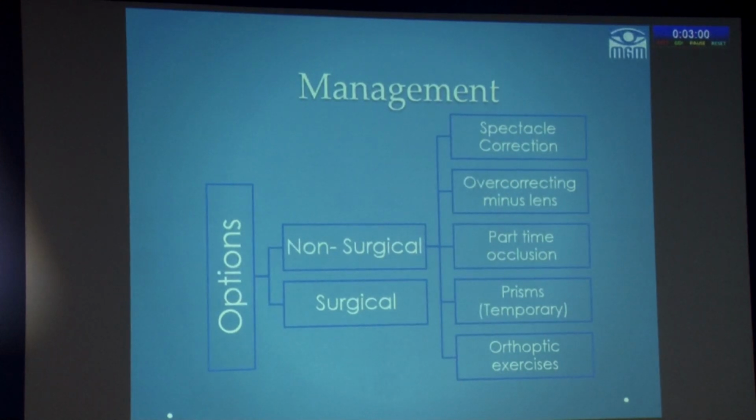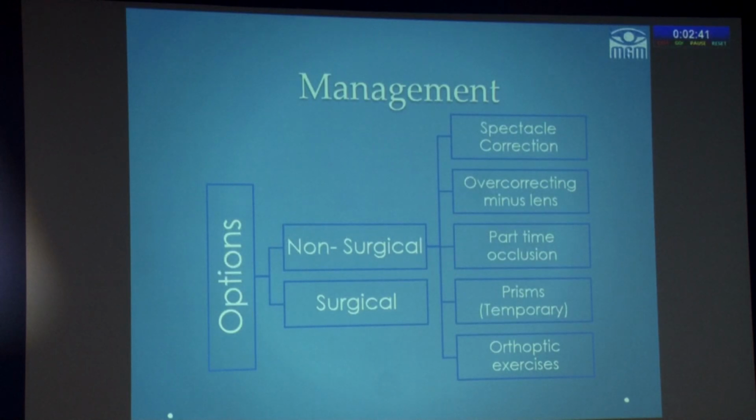Overcorrecting minus lenses have been suggested. I usually do not overcorrect as such, but for children who have hypermetropic spherical refraction, I usually give less of that. Part-time occlusion: the paediatric trials have shown that part-time occlusion may be of benefit, especially in those children where we are not able to calculate the deviation appropriately.